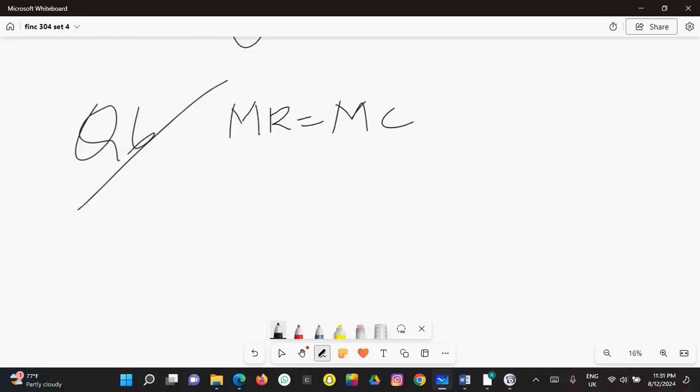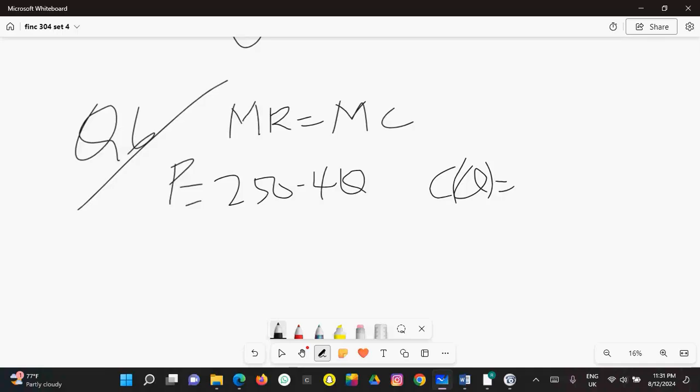So now, question 6. P was 250 minus 4Q, and then total cost was 10Q, right? Before we can get marginal revenue, we have to solve for total revenue before we differentiate. But we can get marginal cost.